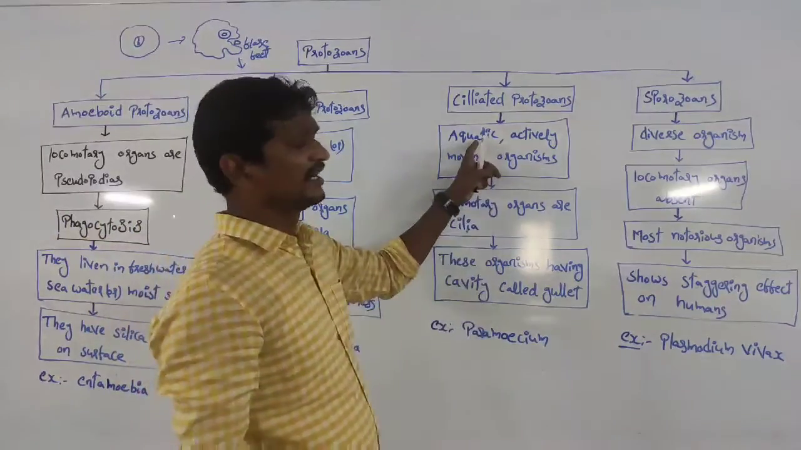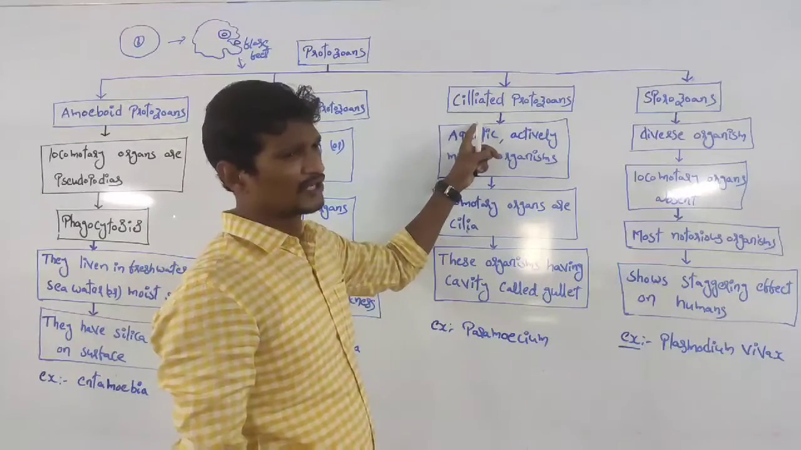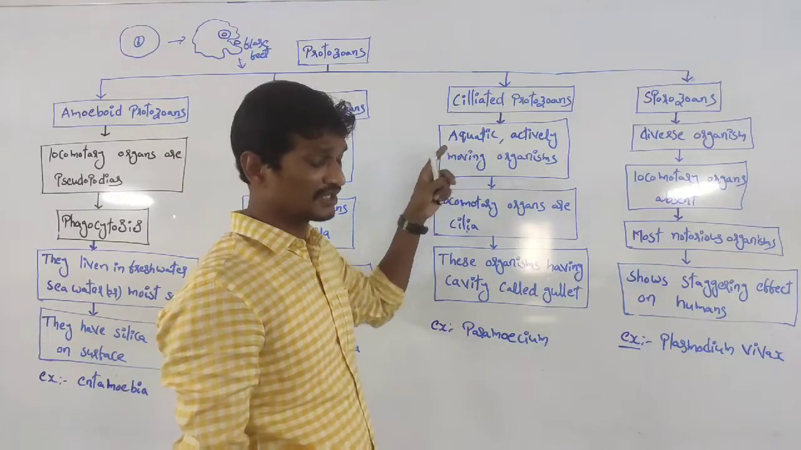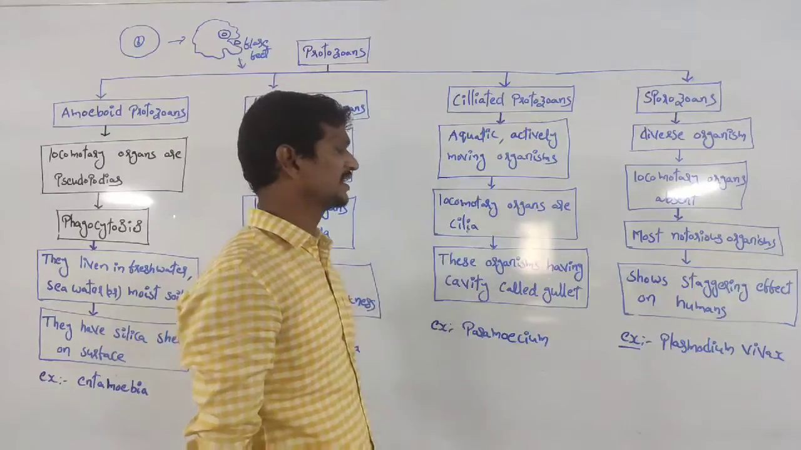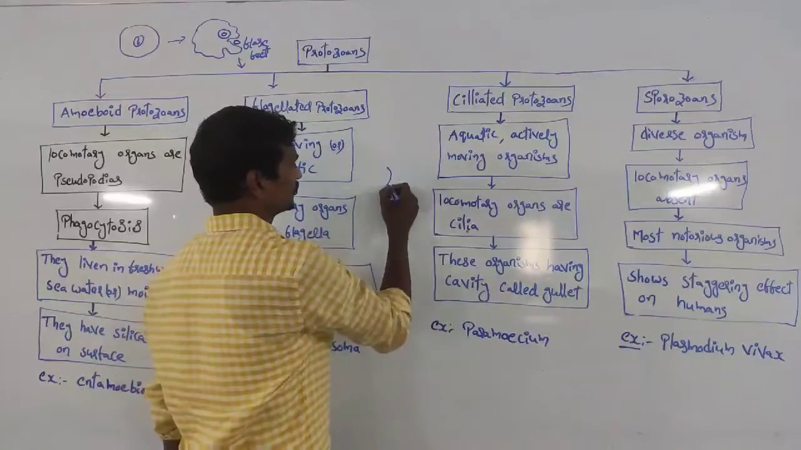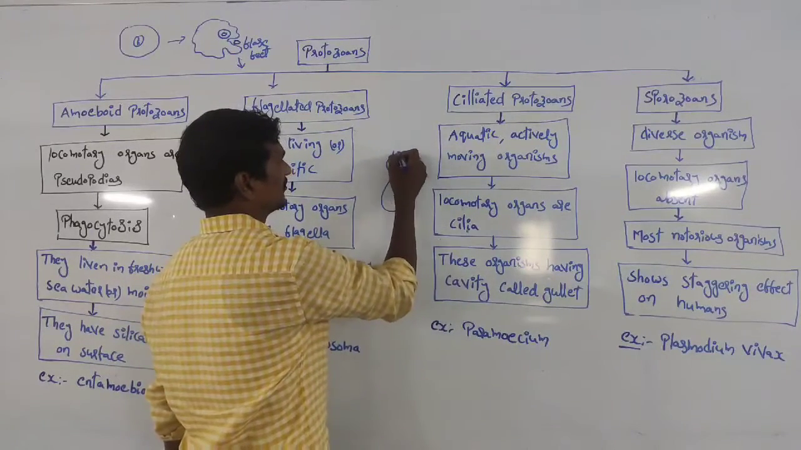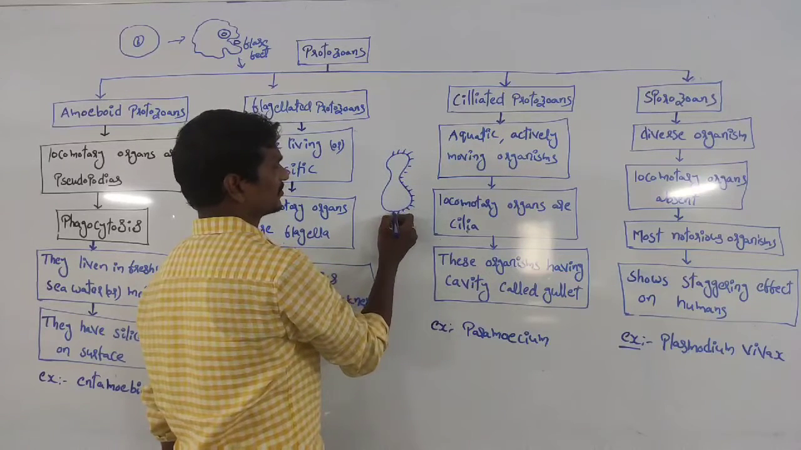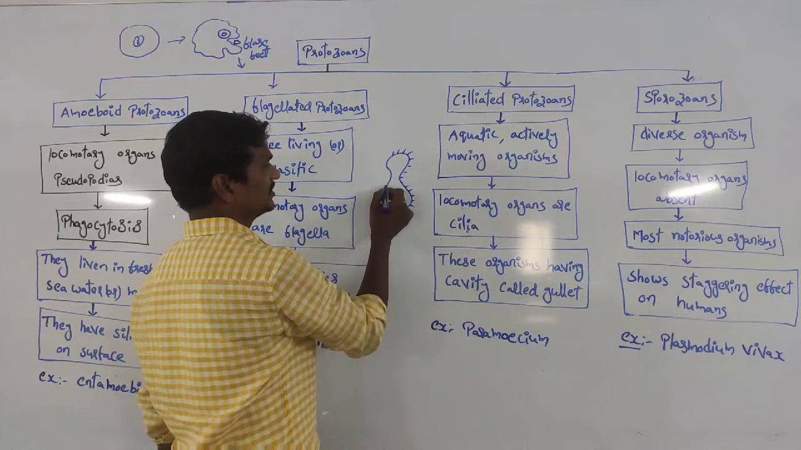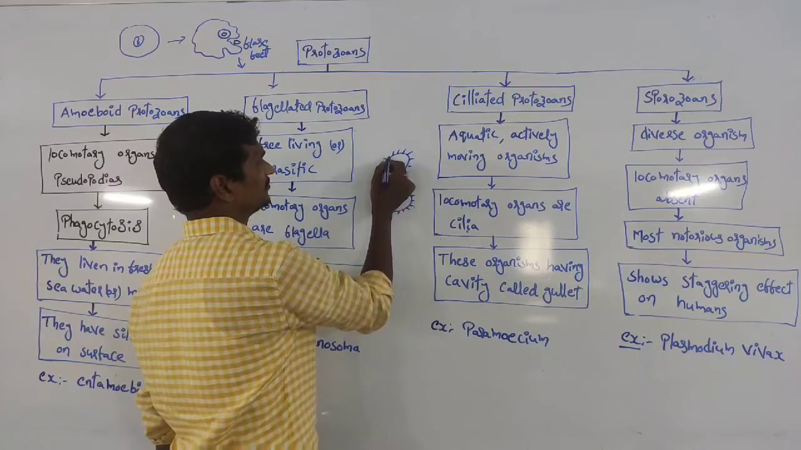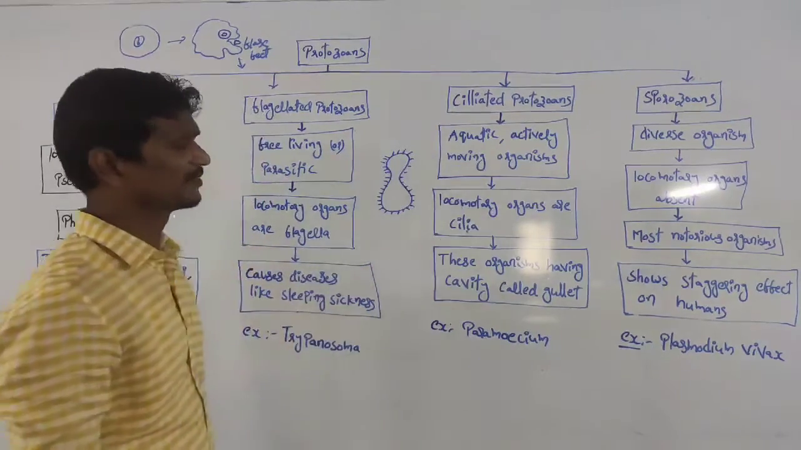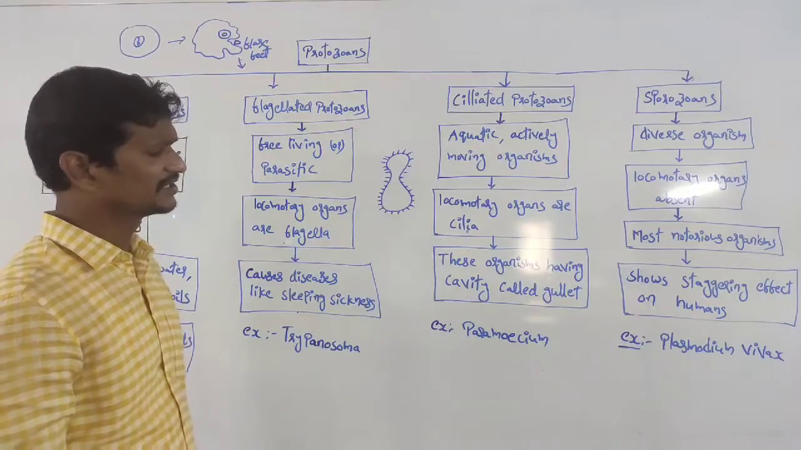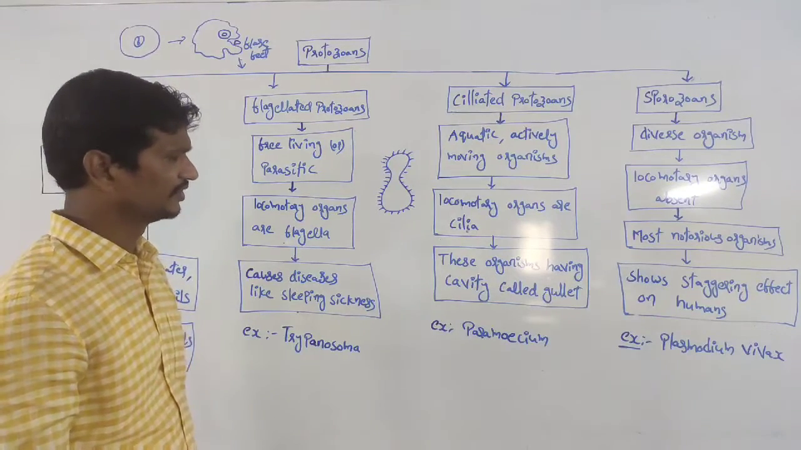The locomotory organs here are cilia, and these are aquatic organisms, which are actively moving organisms. Suppose we know the structure of Paramecium. There are short hair-like structures present. These are nothing but cilia. See, because of the presence of these cilia, these organisms move very rapidly.